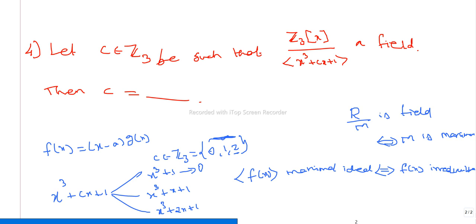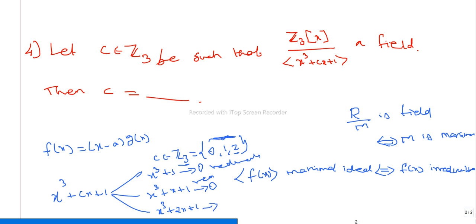Therefore we can factor this polynomial as a product of two polynomials. Therefore this is reducible, so C equal to 0 is not a suitable C. We need an irreducible polynomial, that means no root. Now if you look at the second possibility, substitute x equal to 1: 1 plus 1 plus 1 is 3, and modulo 3 that is 0. All multiples of 3 should be 0 in this case. Therefore 1 is a root of this polynomial, so this polynomial is also reducible. Therefore the C equal to 1 case is also not possible.